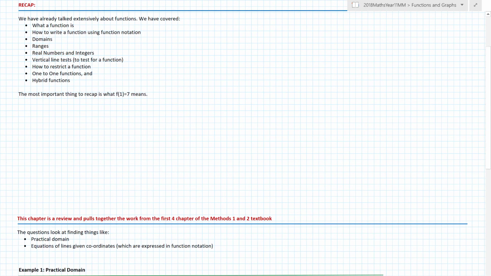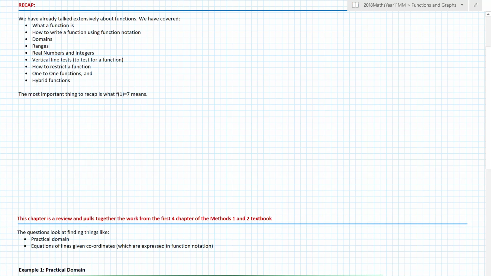So, let's do a quick recap as we normally do. This chapter is probably so important I can't tell you, right? Those of you who are in Australia and doing methods 1 and 2 and going on to methods 3 and 4, functions, and more functions, I cannot tell you how important it is.